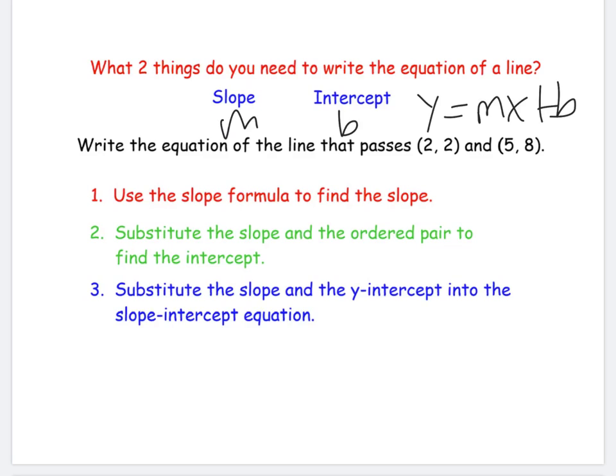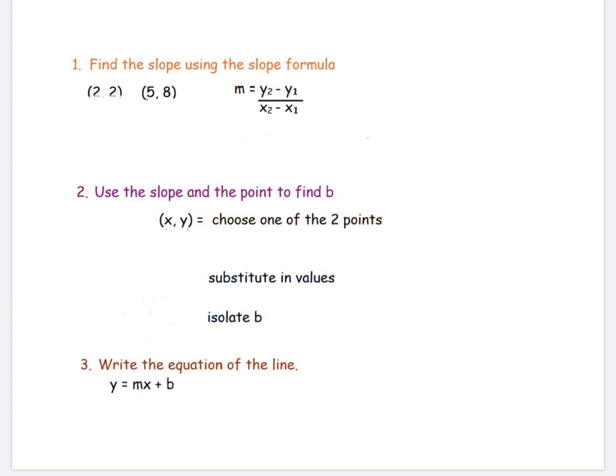The first thing is we have to use the slope formula to find the slope. Step 2 is to substitute the slope that you found and an ordered pair into the equation to find the y-intercept, like we did in the previous lesson. And the last step then is to substitute the slope and the y-intercept into the slope-intercept form of an equation. So let's take a look at what this actually would look like.